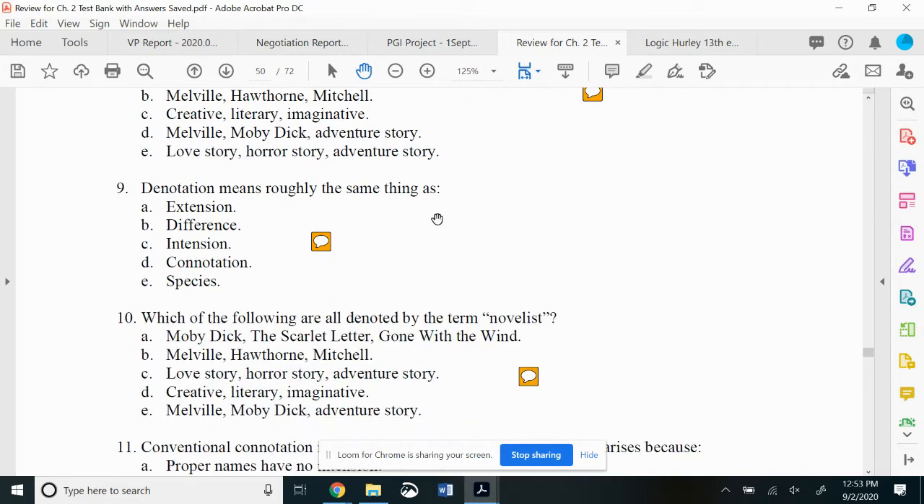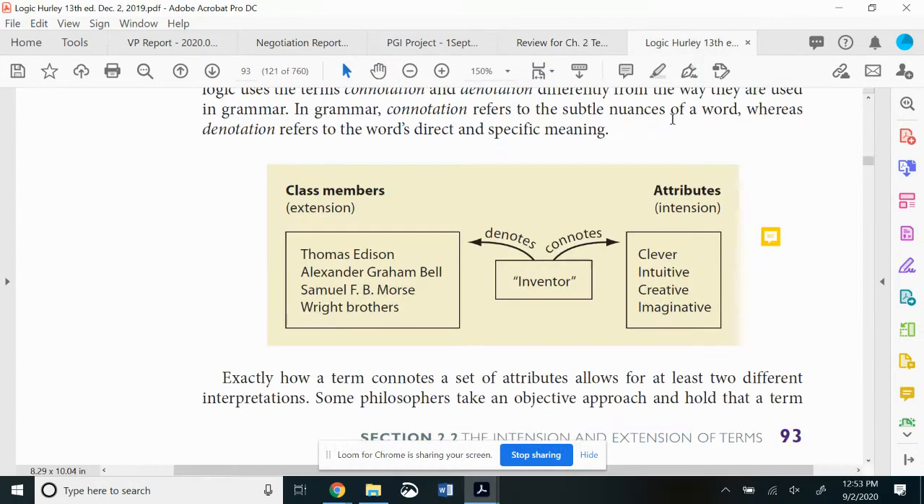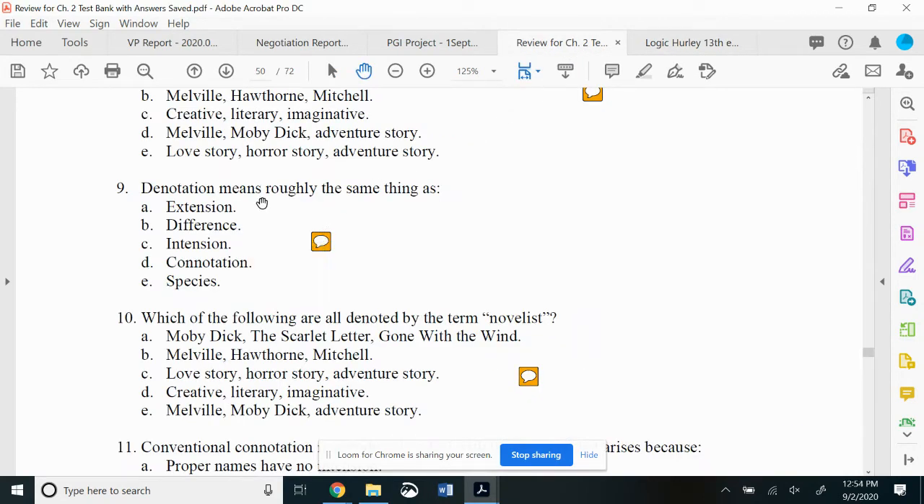9, denotation means roughly the same thing as, I said I wouldn't do this, but I will go back to that chart. Denotation roughly means the same thing as, I'm trying to hint to you, means the same thing as, who got extension? Hey, extension, just go back to that chart. So that little picture right there can answer probably 4 to 6 possible questions in your exam, okay?